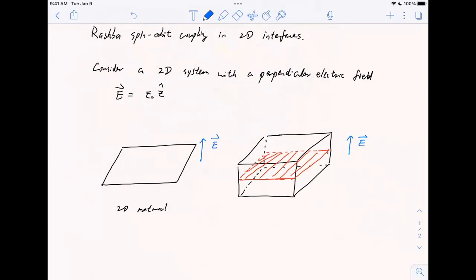So Rashba spin orbit coupling happens when the electrons are moving in a 2D plane, and they experience a vertical electric field. Then that will give you a certain energy due to spin orbit coupling, and that is the Rashba spin orbit coupling. Is that okay? The electric field is quite simple. It's just vertical, quite simple.